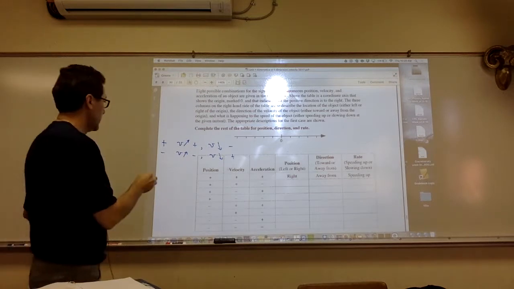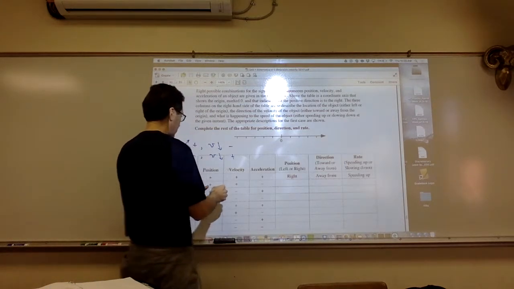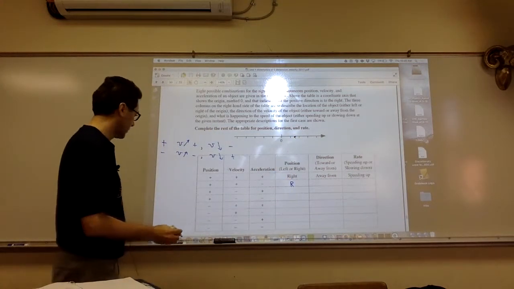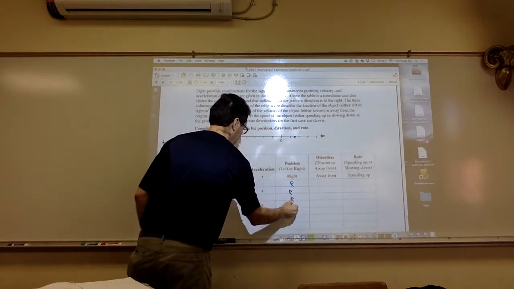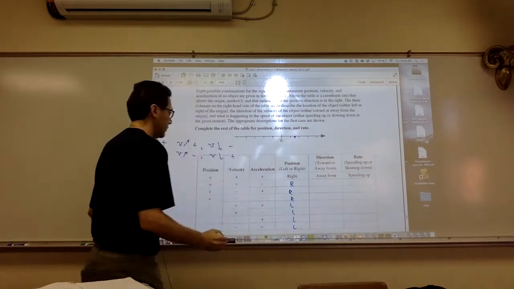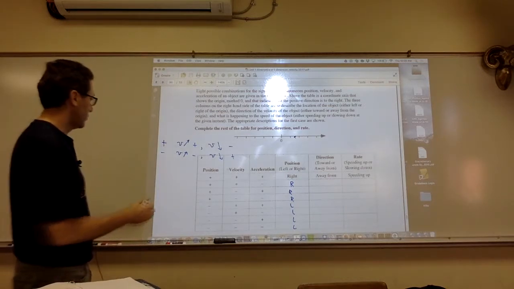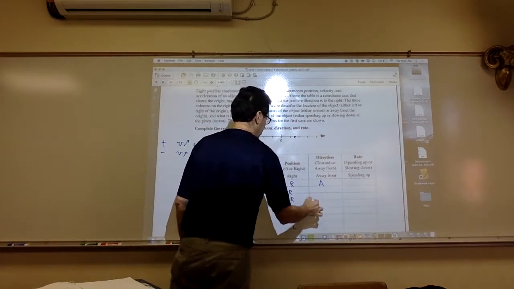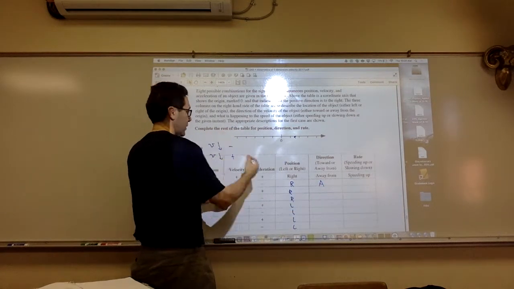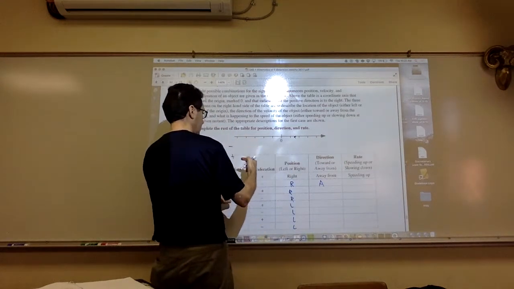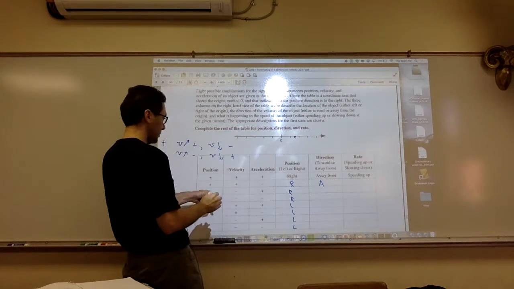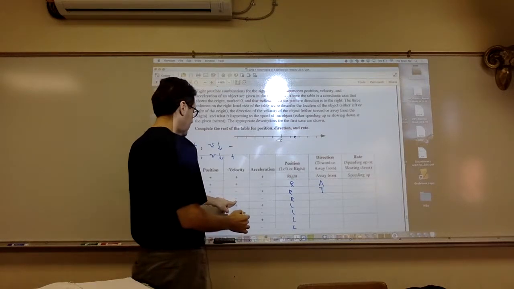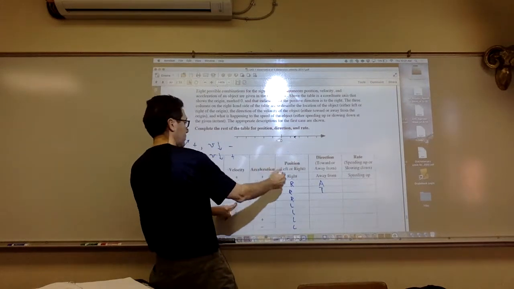All right. So here your position is positive, which means you are on the right side. I'm going to fill in the positions first: right, right, right, left, left, left, left. For the direction, if your velocity is positive, you're going away from zero. If your velocity is negative, it means you're going left, which means you're going towards the zero. So here you're starting from the right, and you're going towards the zero. Here you're starting from the right, and you're going towards the zero also.